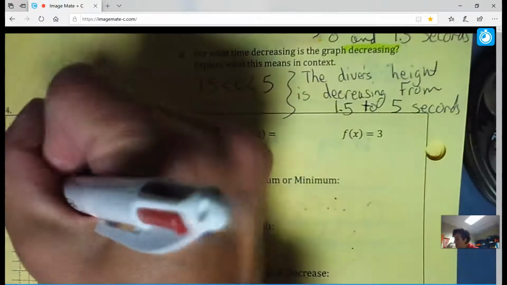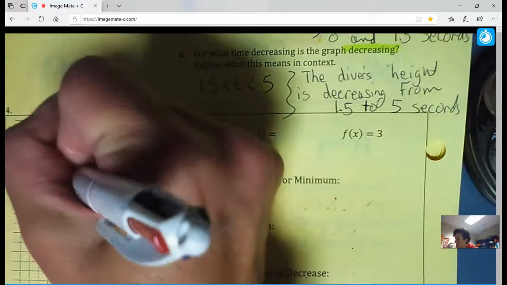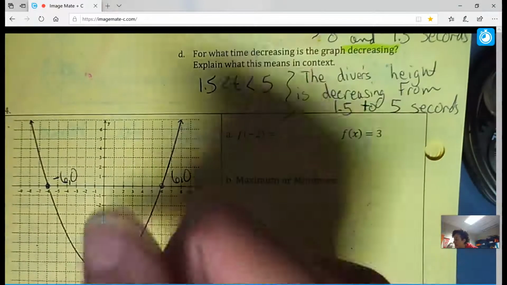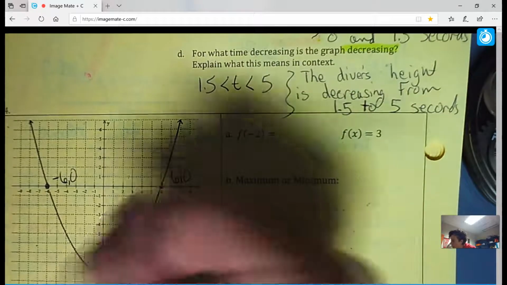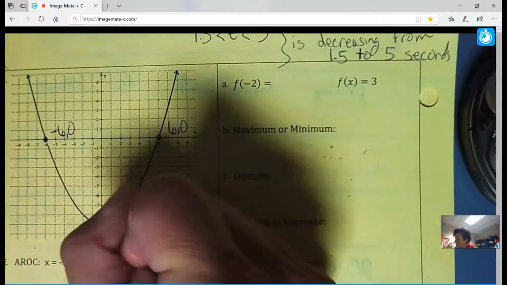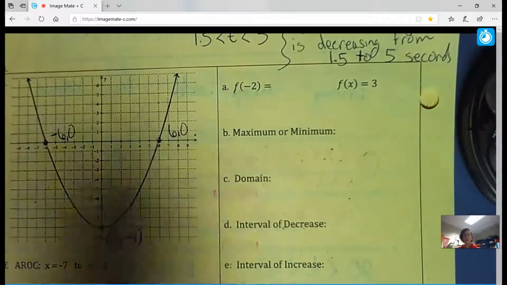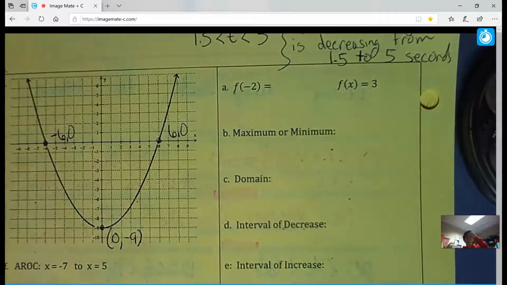So what I'm going to do instead is get my x-intercepts. So there's -6, 0. There is 6, 0. My turning point, we're going to go with right there, and we're going to have it be 0, -9. This also happens to be my y-intercept. And now I'm going to get the arrows. So the arrows means that even though my graph paper has ended, my shape actually has not ended.